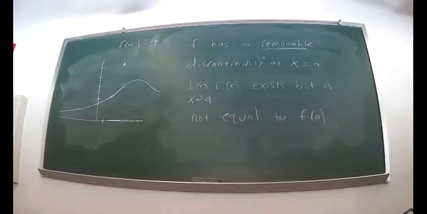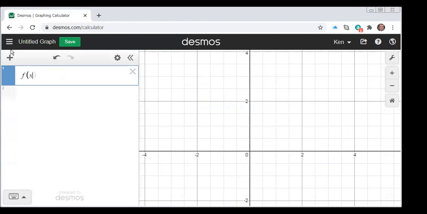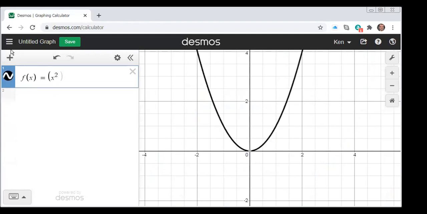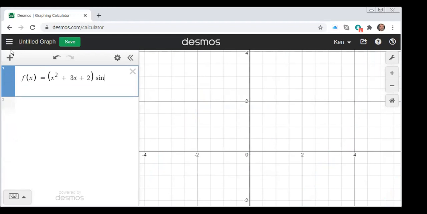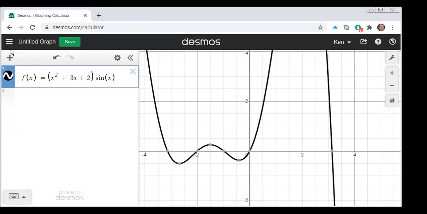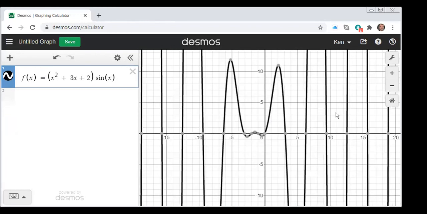So if you look at, let's go back to Desmos. Let's take f of x equals something like x squared plus 3x plus 2. So there's a polynomial for you, and I multiply it by sine of x. Let's zoom out to get a nice picture of it.